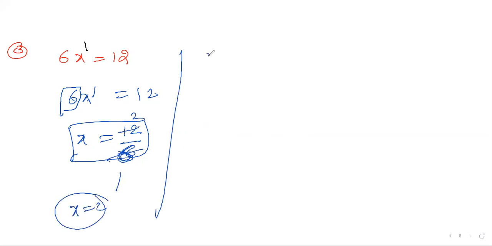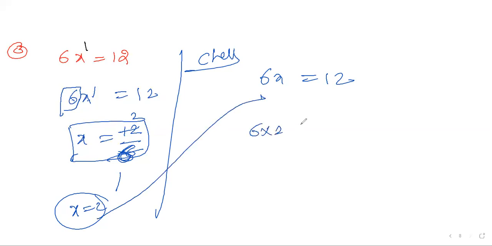Still, if you want to check, 6x is equal to 12. Substitute the value of x, 2, here. 6 into 2 is equal to 12. Now 12 is equal to 12. Your answer is correct. Clear? Next, I'll take another model.